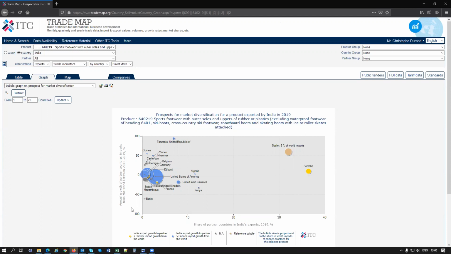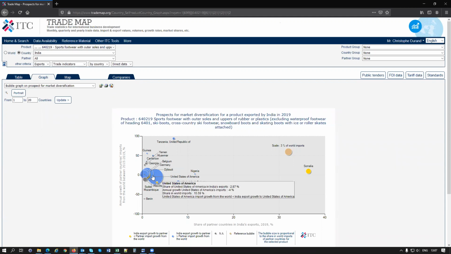So what we see is that Somalia is clearly the most important client, right? But the bubble is small, which means it's not a big client worldwide, and it's not very high in the chart, which means it's not such a dynamic market. It's growing a bit, but not that much. While on the left side, we see that there are plenty of potential clients for India. The big bubble is the USA, which means there's a big demand, it's a big market, and you can tap into it.